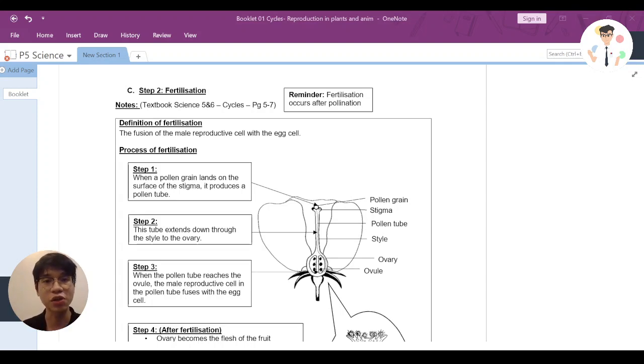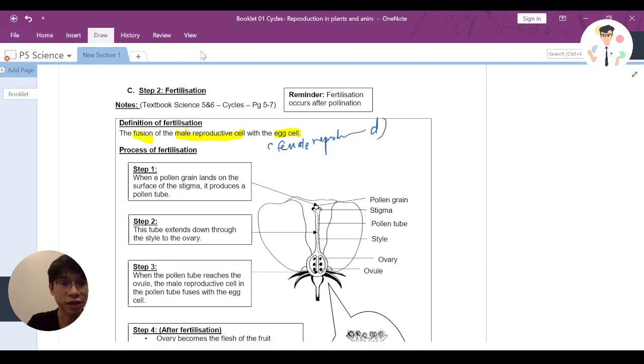So the first thing, let us try to understand what fertilization is. Fertilization basically means the fusion of the male reproductive cell with the egg cell, and this egg cell is the female reproductive cell. Okay, so now this is what happens.